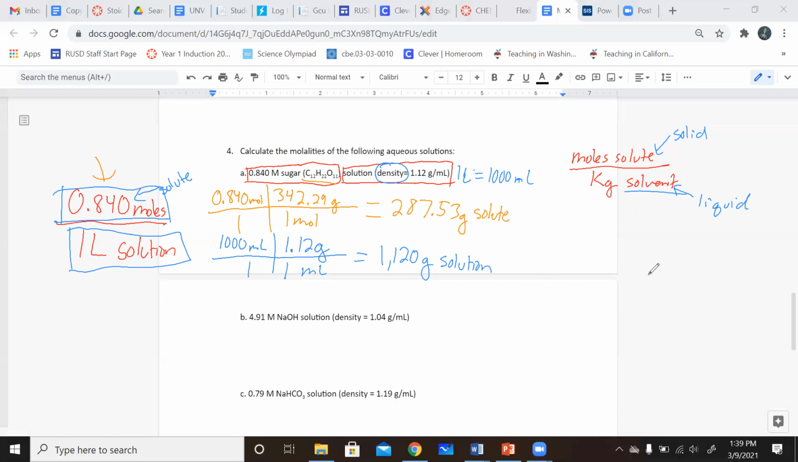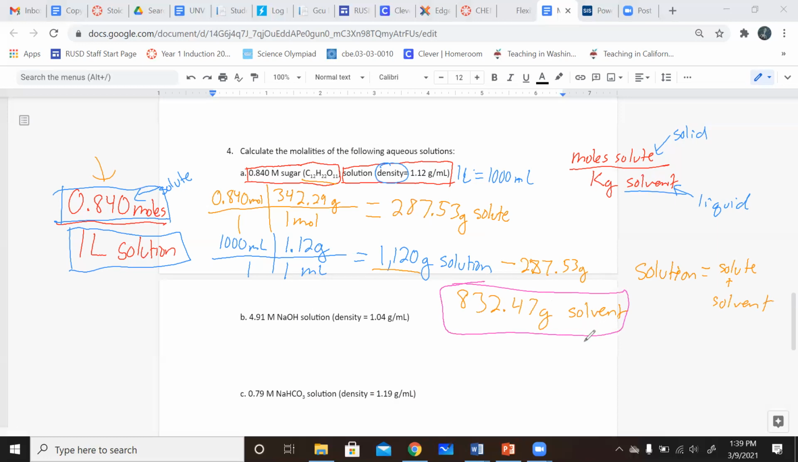So if we recall the information that solution equals solute plus solvent, we can take this number and subtract 287.53 grams of solute, and we get 832.47 grams of solvent. So that's how many grams of solvent are present.